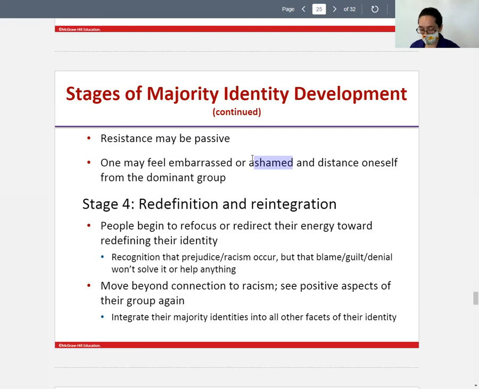So you can, like I said, see the positive aspects of it. You're able to appreciate other groups and see what they have that is good, but also see what they have that might be a little negative as well, and seeing the negative and the positive in your own group. The recognition that prejudice of many kinds can and does definitely exist in society, but blaming yourself, feeling guilty, or even denying that it happens is not going to solve anything.